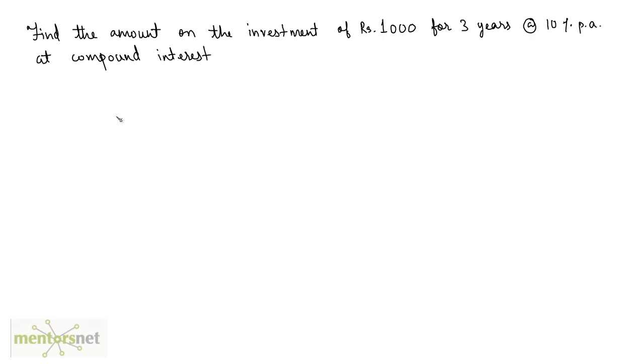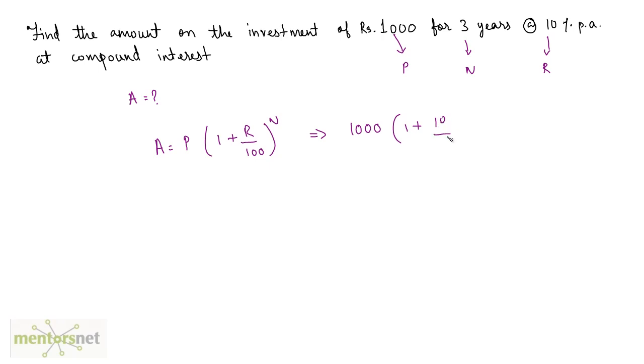Now this is the same problem that we solved earlier a couple of minutes ago. You have to find the amount on the investment of 1000 rupees for 3 years at 10% per annum at compound interest. So what we want is the amount, and this is the principal, this is the number of years, and this is the rate of interest. So we have the amount is equal to principal into 1 plus r upon 100 raised to n. So the principal is 1000 into 1 plus the rate of interest is 10 by 100 raised to the number of years, 3. This 0 and this 0 get cancelled out.